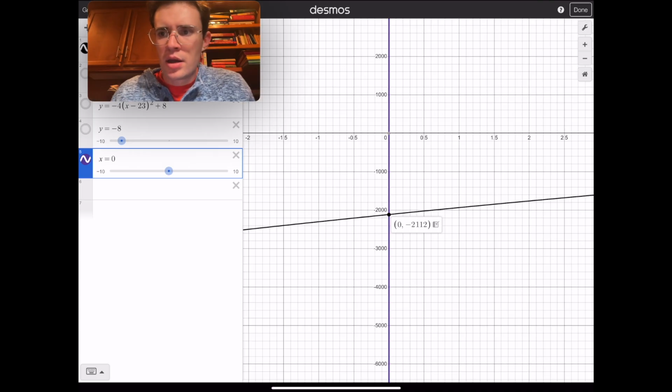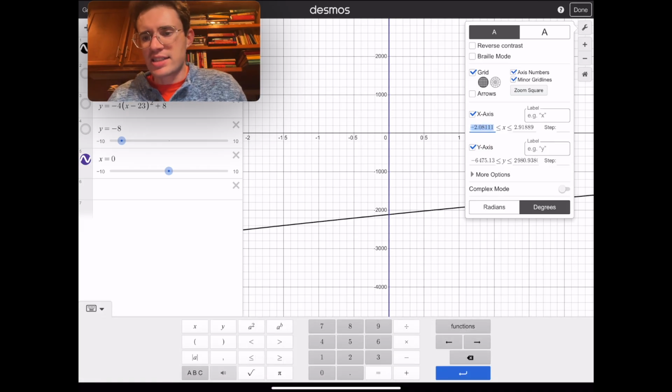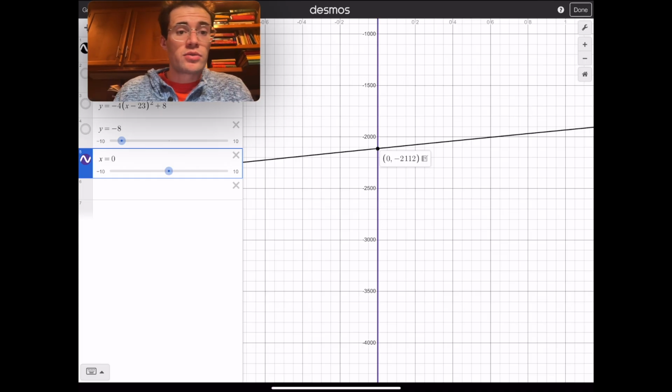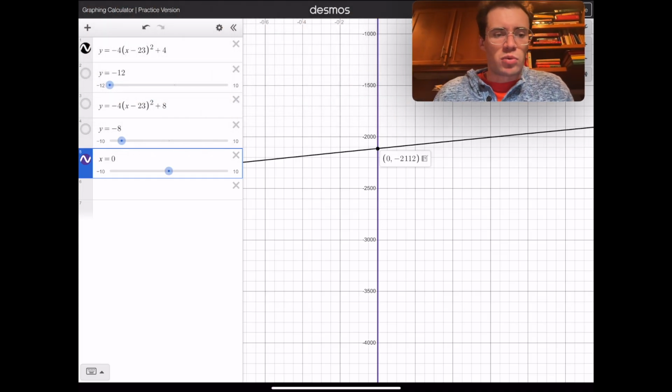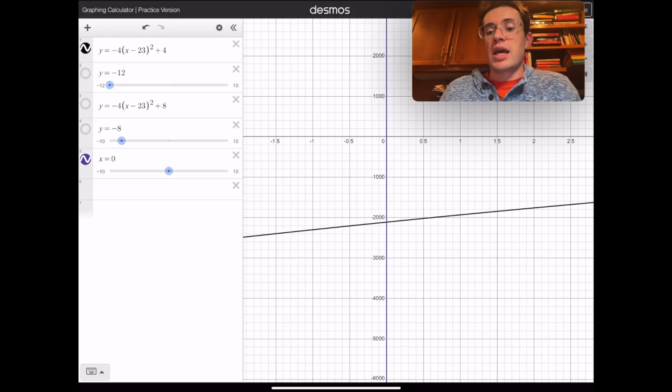Like that. So what you could do, since it was really hard to find where those two cross, is set the x-axis so it's changing by a very small margin, whereas the y is this huge range from -6,500 to +3,000, and then you can just find it like that. So 0 comma -2,112. That's where x equals 0 crosses y equals -4 times the quantity x minus 23 squared plus 4. And again, that would be the actual f of x function.